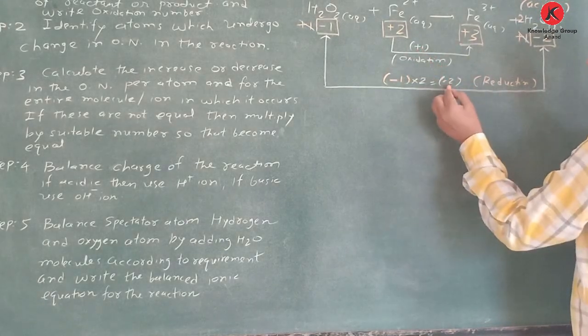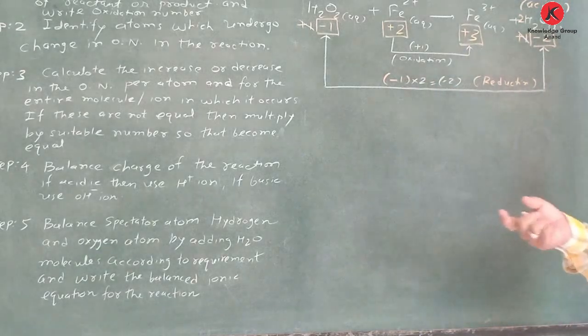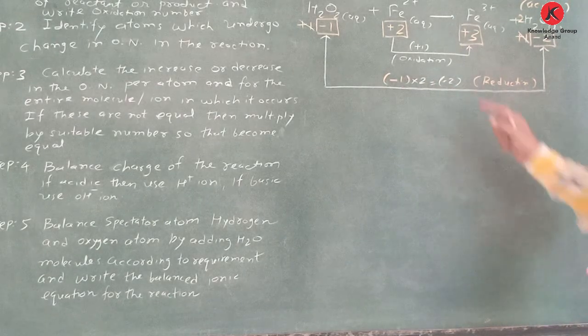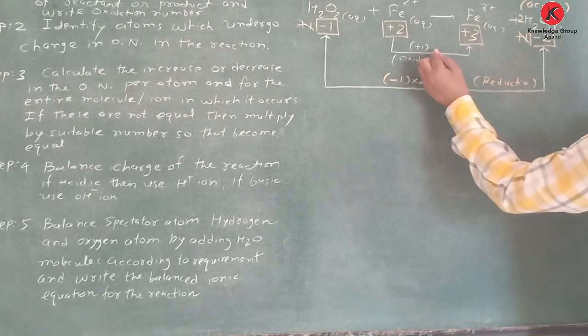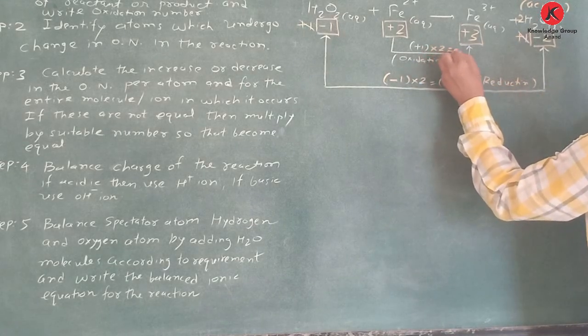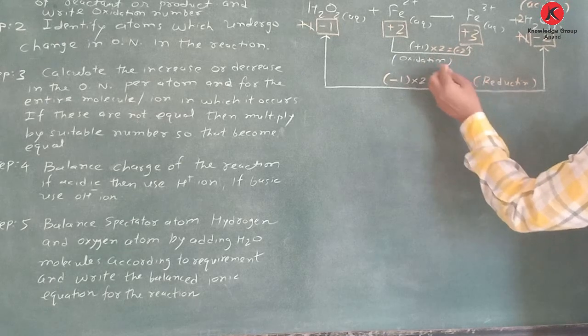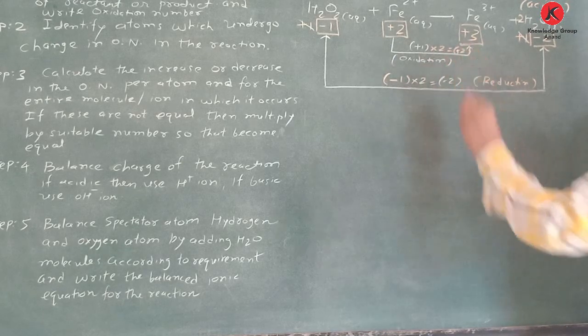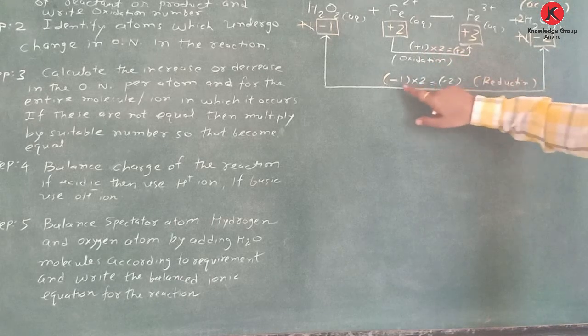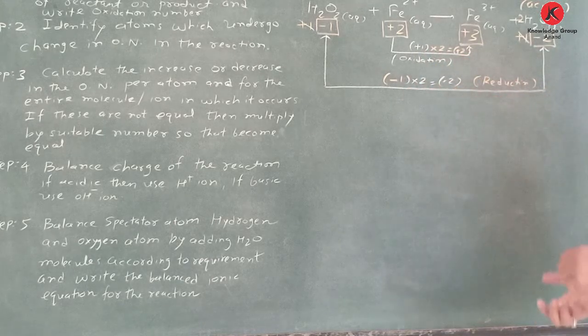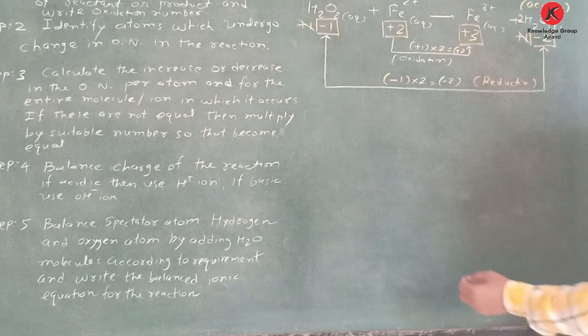So plus 1 is there, here minus 2 is there. Don't bother about the sign, but bother about the number. Minus 2 is there, here plus 1 is there. So here you have to multiply with 2, so this number and this number become the same. Here 2 into plus 1 is plus 2, and minus 1 into 2 is minus 2. So I write all our reaction once again.